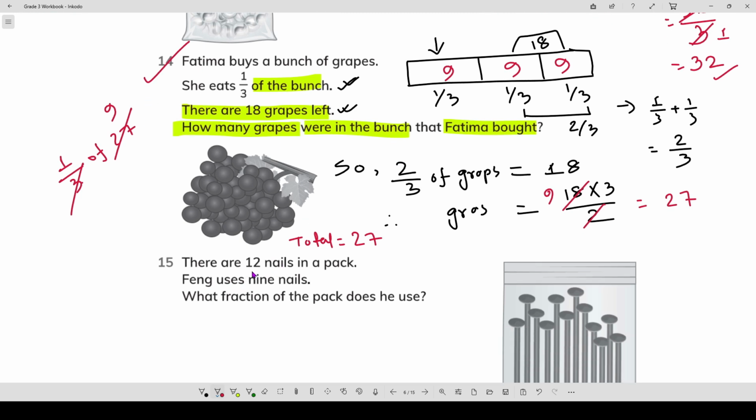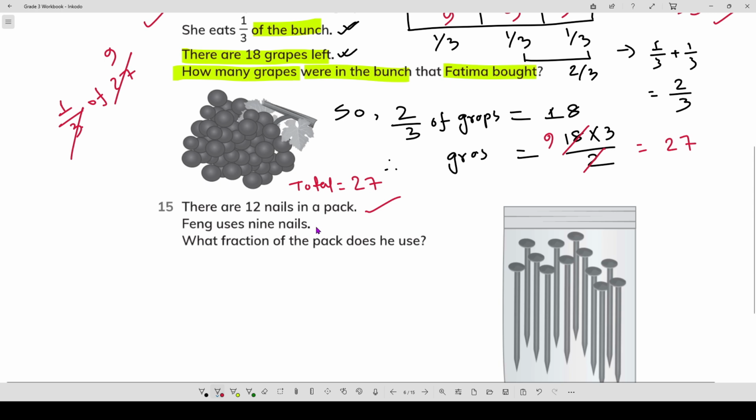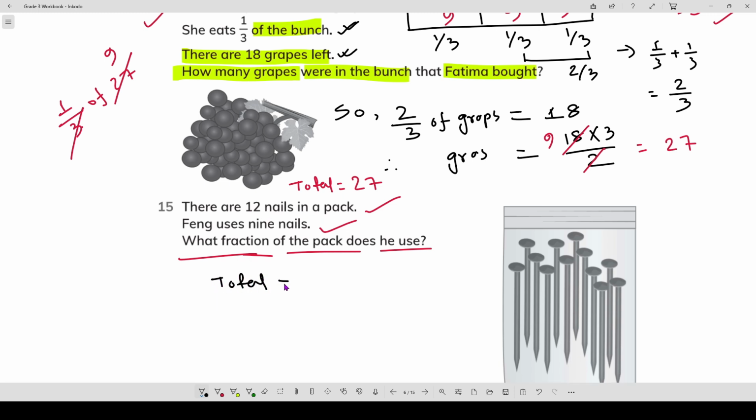There are 12 nails in a pack. Fing uses 9 nails. What fraction of the pack does he use? So how can we solve this one? We have to find out the fraction. So first, there are 12 nails in a pack. Total 12. Used 9.